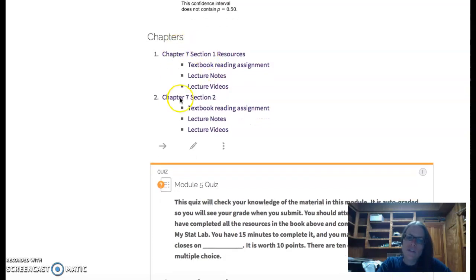And so once you're done accessing the resources here, reading, taking notes, watching the videos, you are ready to begin your homework, which is going to be found not on Moodle, but on MyStatLab. Okay, and once you're done with this resource book, you actually have the Module 5 quiz here.